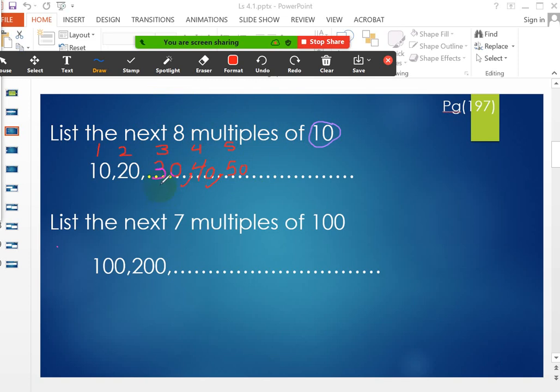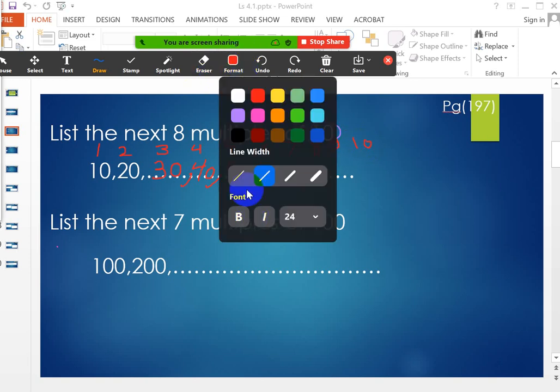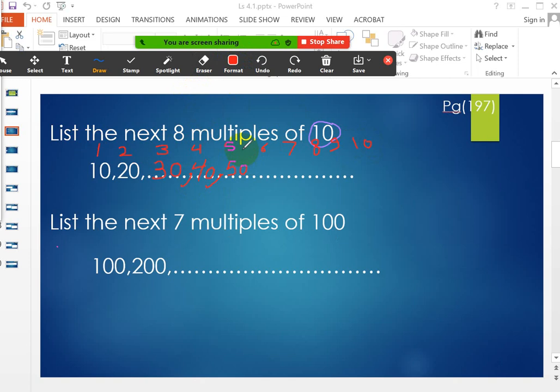What does that mean? I have to find 8 numbers after those numbers, okay? So after 1, 2, 3, I have to find 8. So I will write the counting number up to write the multiples. So after 5, I have 6, 7, 8, 9, 10, okay? So I have to find 8 multiples only.